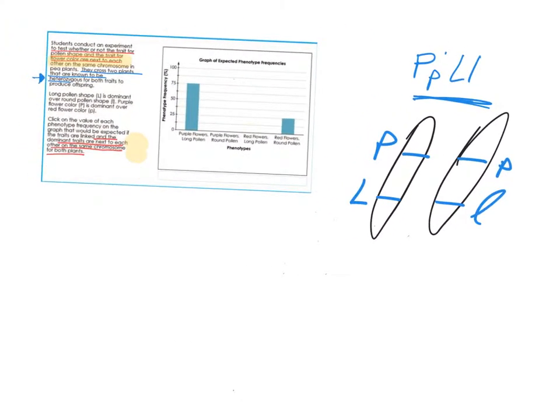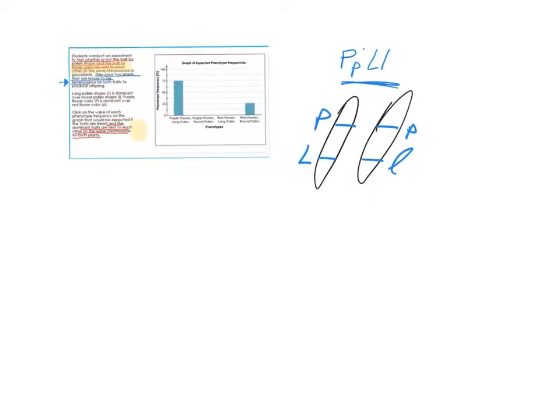So if they're linked, how many different gametes do you have here? You only have two. If they were on different chromosomes, then you would have to do FOIL: big P, big L; big P can go with little l; little p can go with big L; and little p can go with little l, right? But that can't happen here. Why? They're stuck together. They're on the same chromosome.